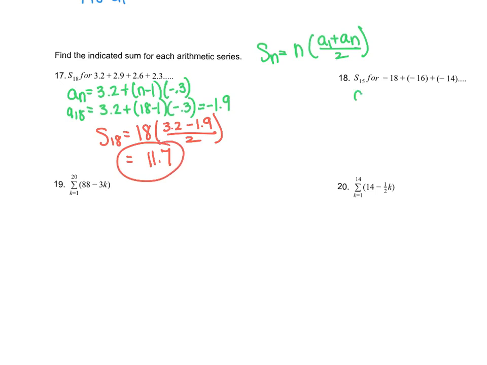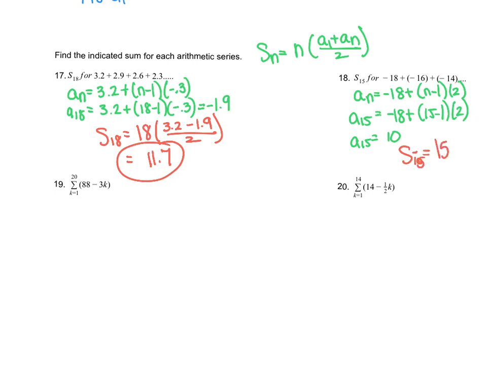Next one, a sub n equals my first term plus n minus 1 times d, which is positive 2. So to find the 15th term, negative 18 plus 15 minus 1 times 2. So my 15th term is 10. So to find the sum of 15 terms, it is 15 times my first term, negative 18, plus my last term, over 2. So this would be negative 60.